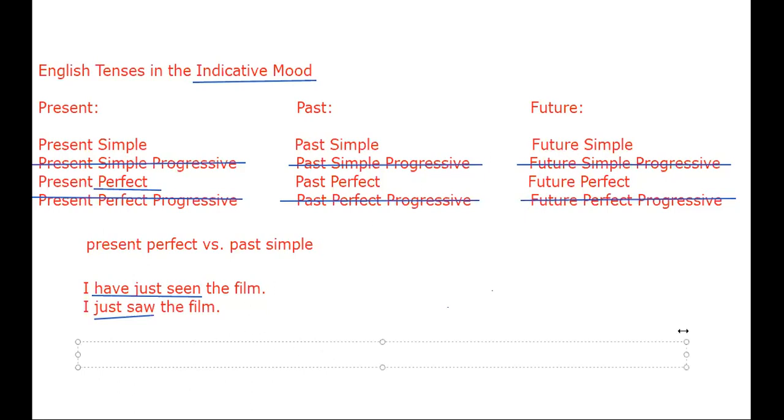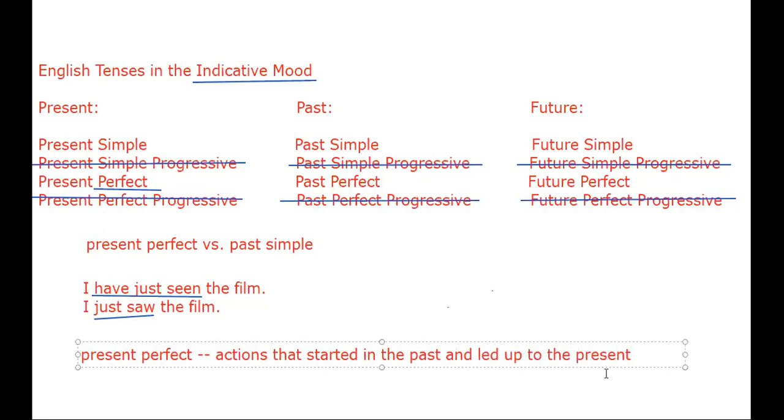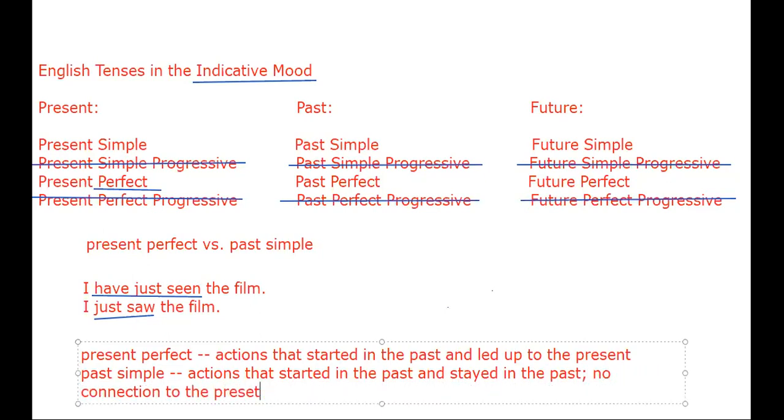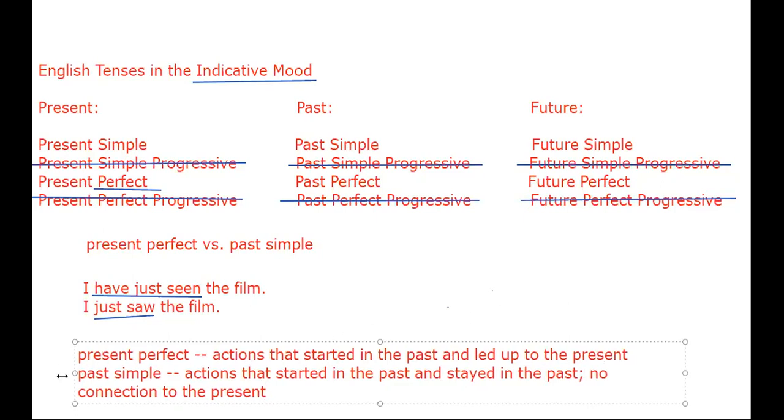Okay, so the present perfect, actions that started in the past and led up to the present. Past simple, actions that started in the past and stayed in the past. So they have no connection to the present. Oops, I can't type today. Okay.